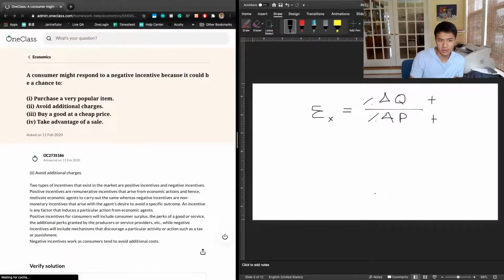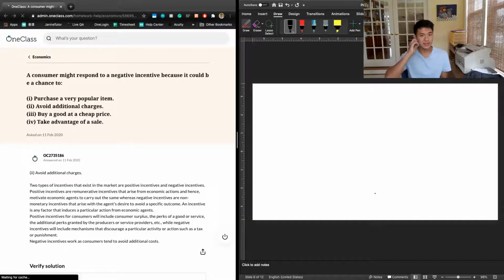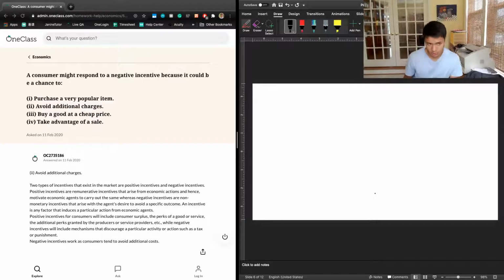Okay, next question. A consumer might respond to a negative incentive because it could be a chance to 1. Purchase a very popular item, 2. Avoid additional charges, 3. Buy a good at a cheap price, or 4. Take advantage of a sale.